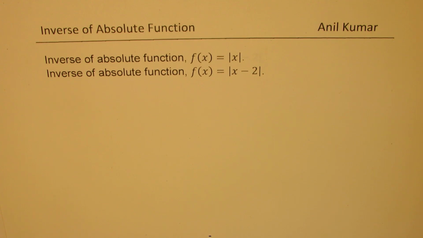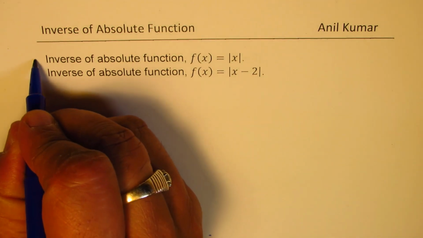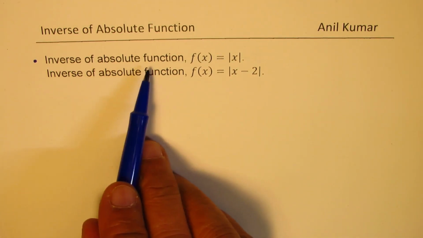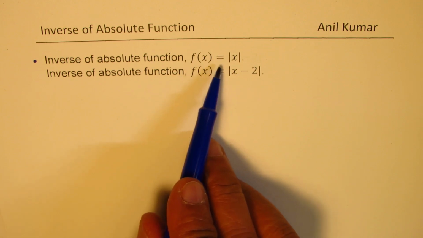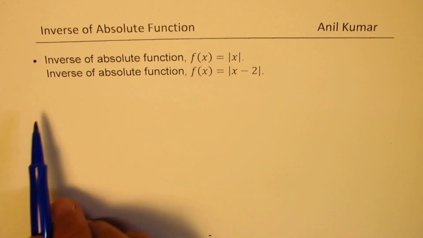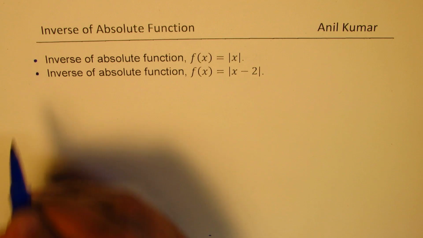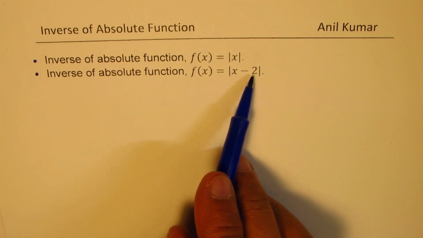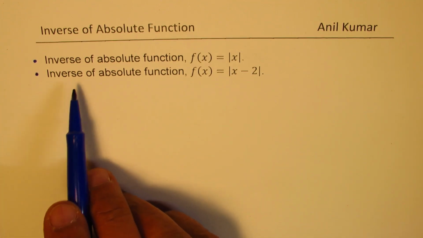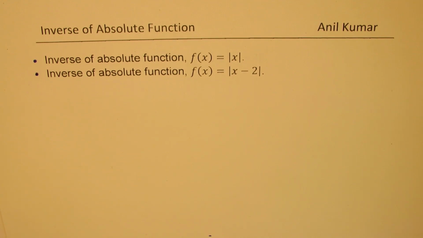We will now discuss inverse of absolute functions. We have two examples here. The very first one is to find inverse of absolute function f of x equals absolute value of x. The other one we have modified, translated 2 units to the right, and we'll find inverse of this absolute function.